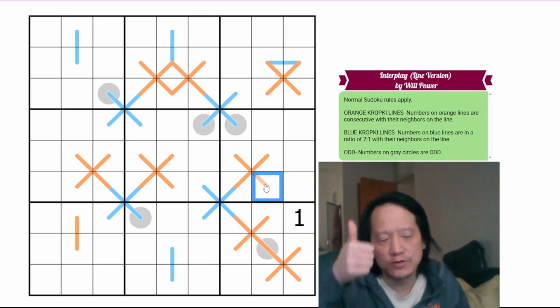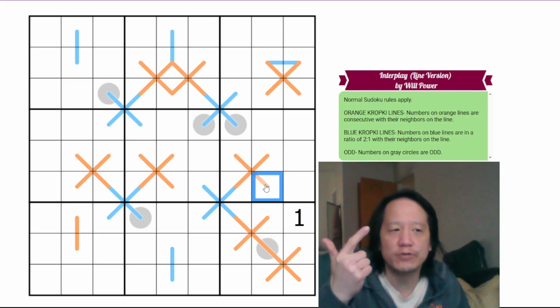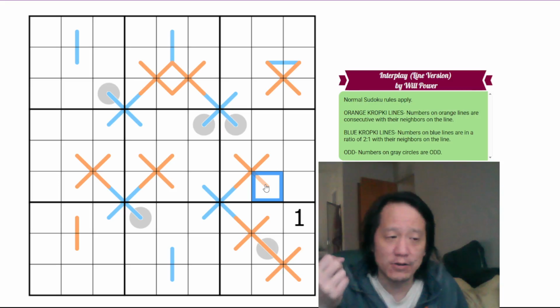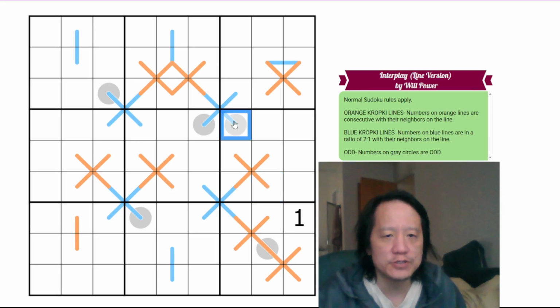Orange Kropke lines equate to white Kropke dots, so they're consecutive. Blue Kropke lines equate to black Kropke dots, where they must be in a 2-to-1 ratio. And then numbers on gray circles are odd. So these are all odd. And those are all the rules.